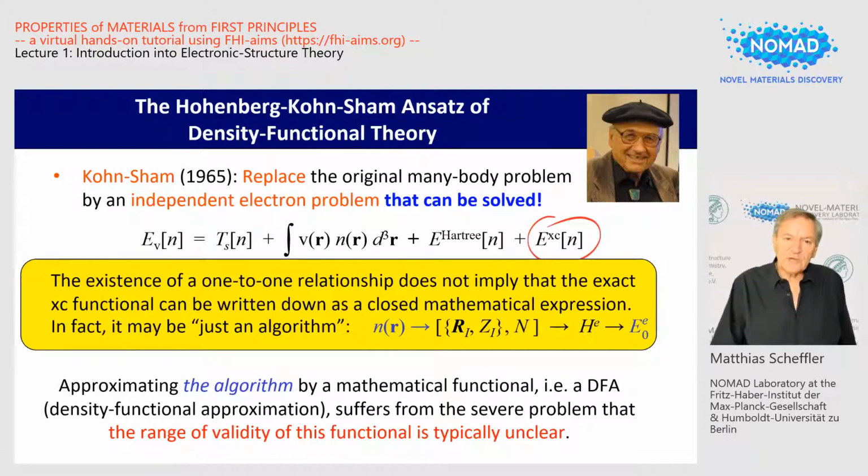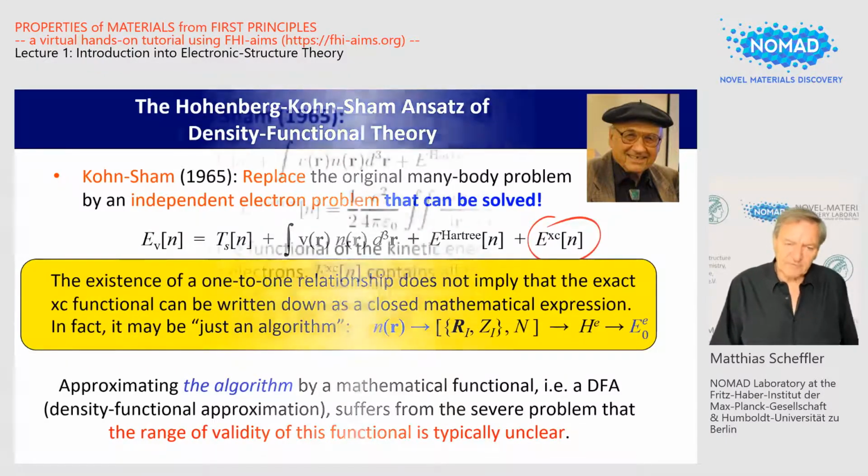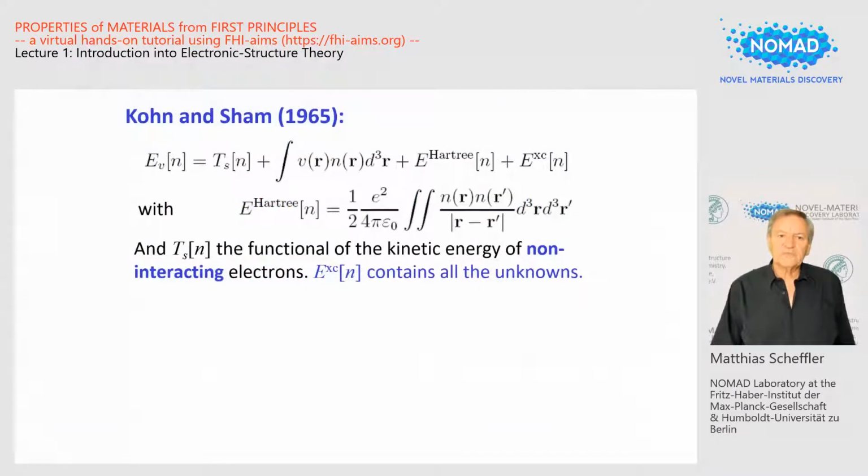So Kohn and Sham have continued these thoughts in saying I have a functional which is Ts plus the interaction with the nuclei plus the Hartree plus exchange correlation functional. And as Ts is the kinetic energy of non-interacting electrons, as I said before, it has densities which are the sum over single particle wave functions squared.